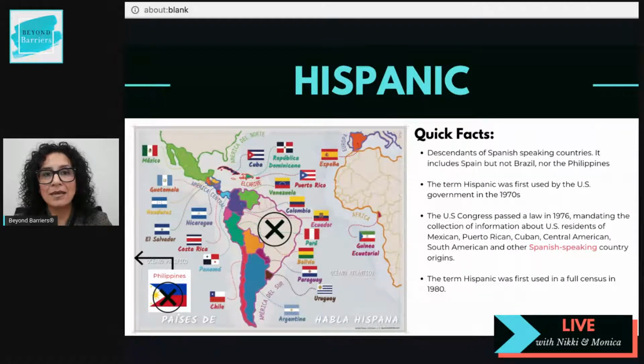So that is the key. Hispanic really refers to the descendants of Spanish-speaking countries. But there's a flaw with that.